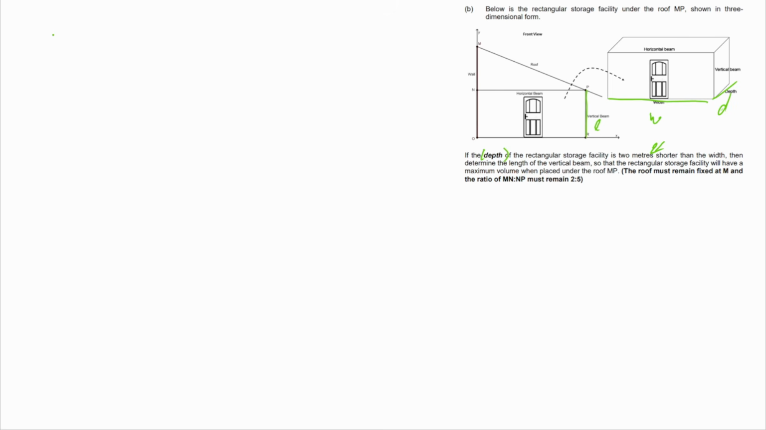Okay, so we know the depth is W minus 2. So what we should say is, let the distance PR be L and let the width be W. We can say that just to be fancy, or just so the marker knows what's happening. So we know that then the depth is equal to W minus 2, because it's 2 meters shorter than the width.